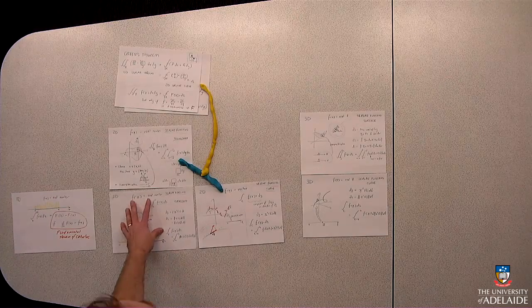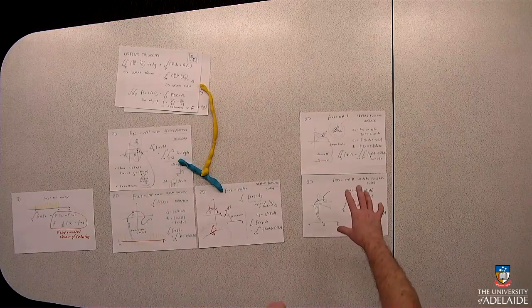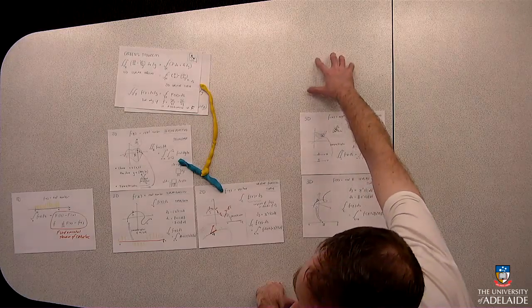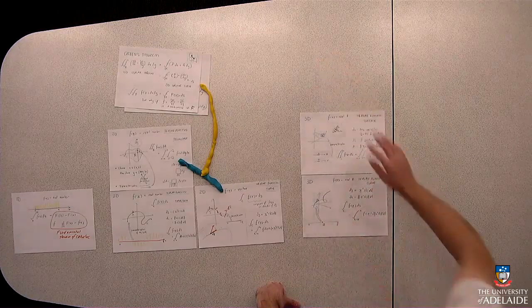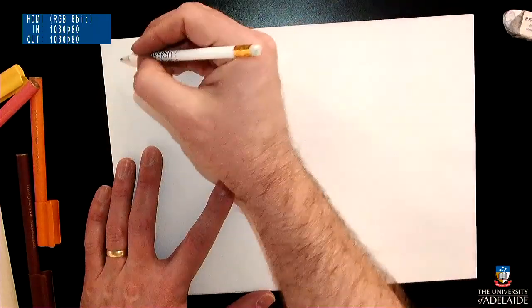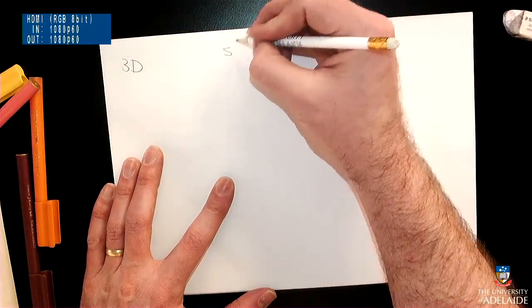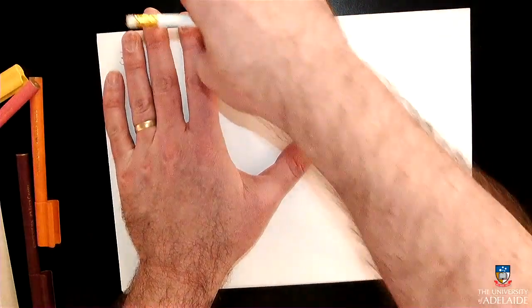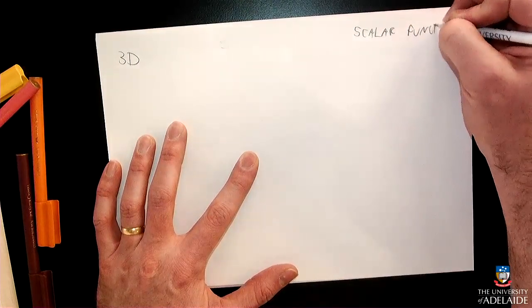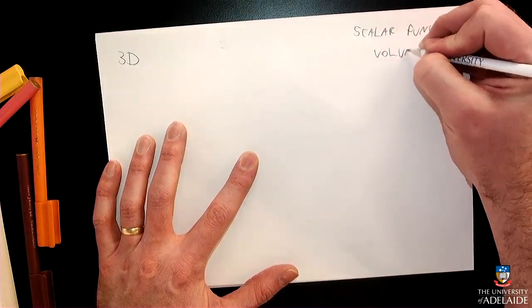Cool. Now, where are we going to go from here? Well, there's another kind of object in 3D. In 3D, I can make 3D regions. I can make volumes. So we're going to have to do that. So I can do a scalar function across a volume.